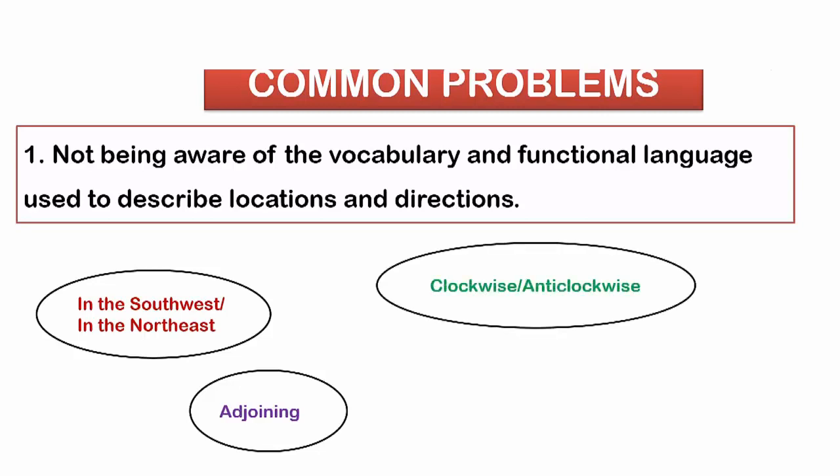Clockwise and anti-clockwise. If you look at the clock, the direction that the hands move around the clock is clockwise. So if we have 12 o'clock here, you will see that the hand moves this way, so that's clockwise. And anti-clockwise is the other way.